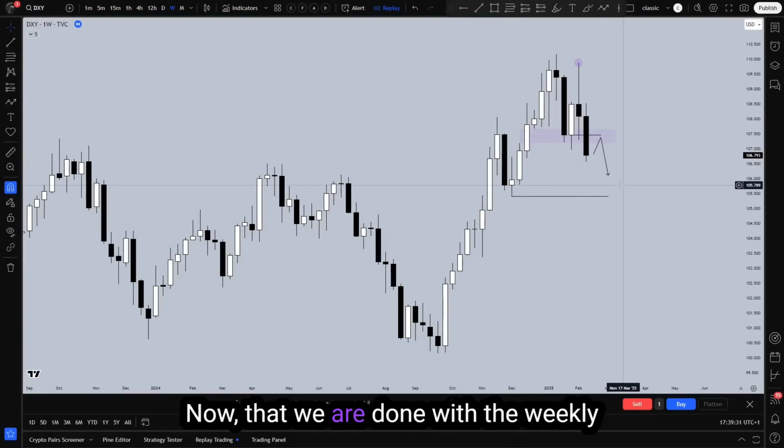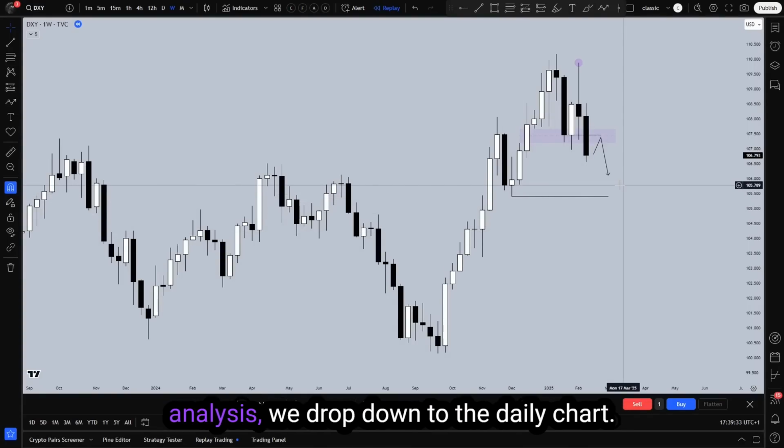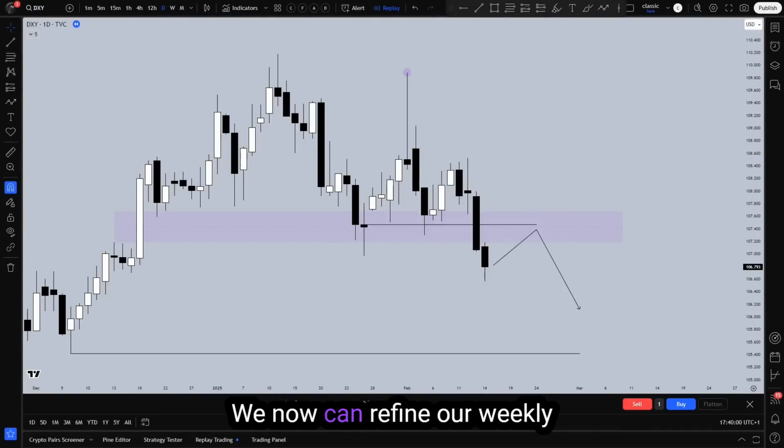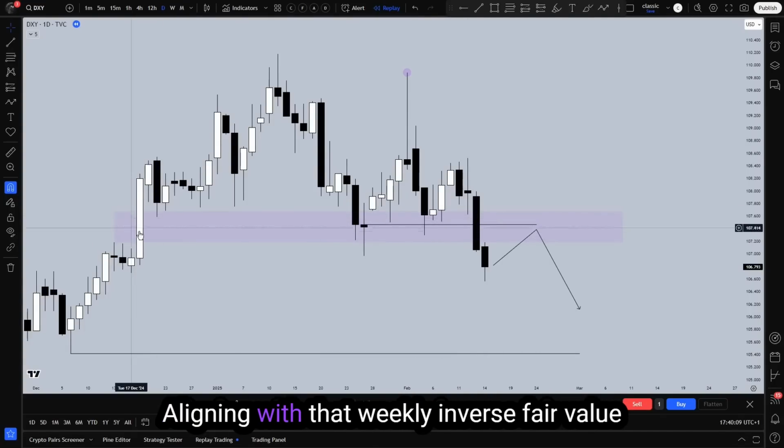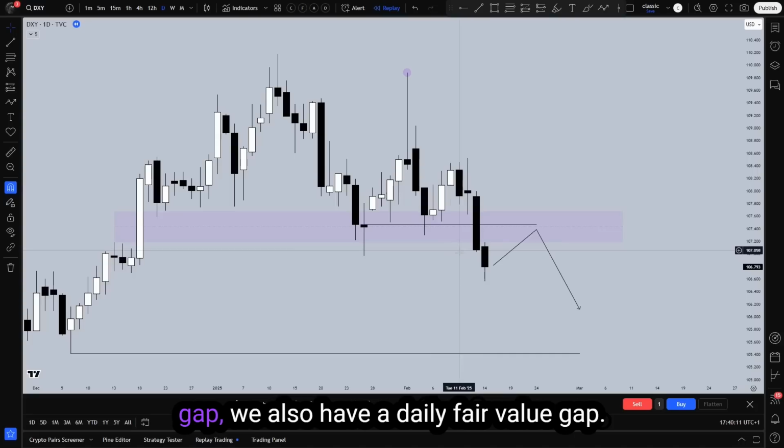Now that we are done with the weekly analysis, we drop down to the daily chart. We can now refine our weekly levels into daily PD arrays. And as you can see, what do we have here? Aligning with that weekly inverse fair value gap, we also have a daily fair value gap.